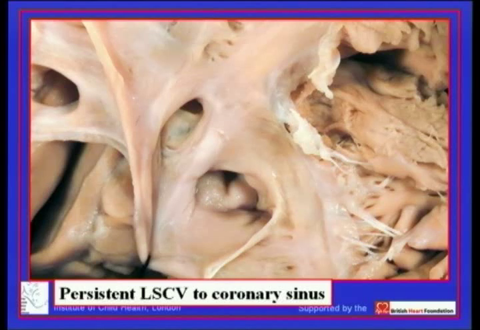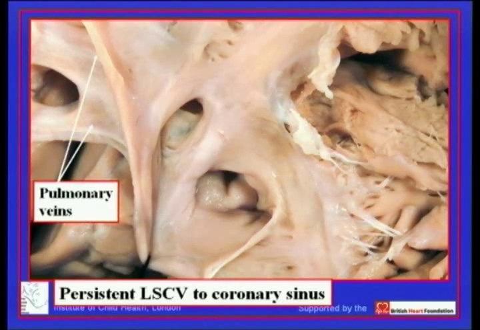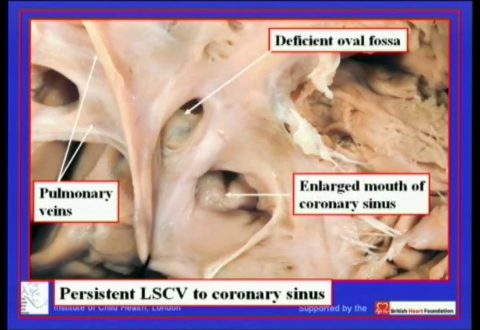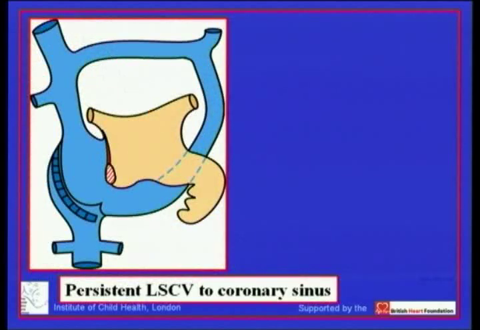This is what it looks like when you open the right atrium. You see that the pulmonary veins are still connecting into the left atrium. Here is the oval fossa itself deficient, and we have a large hole at our anticipated mouth of the coronary sinus, and indeed this is the mouth of the coronary sinus. It is large because it is carrying all the venous return from the left side.